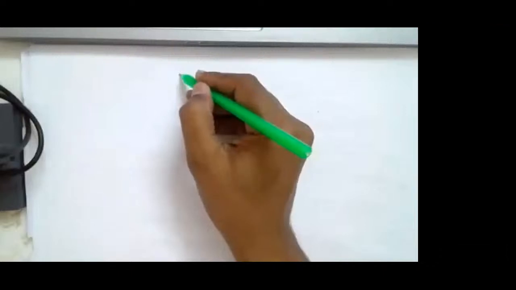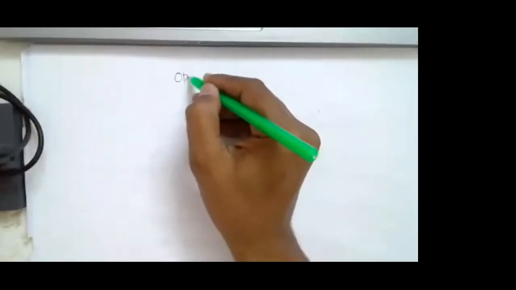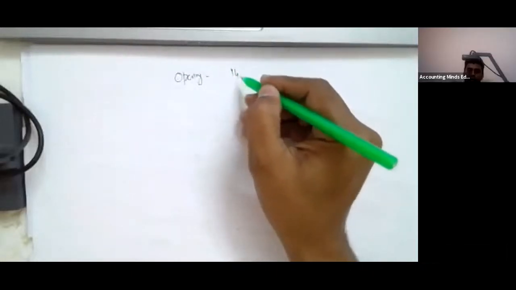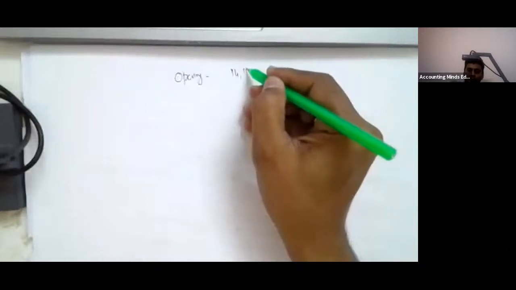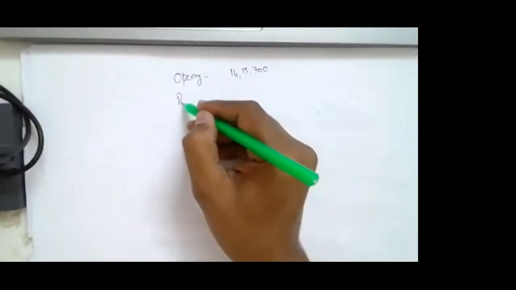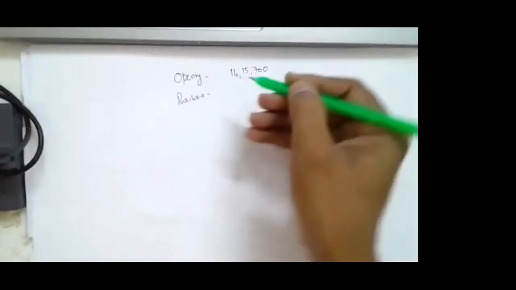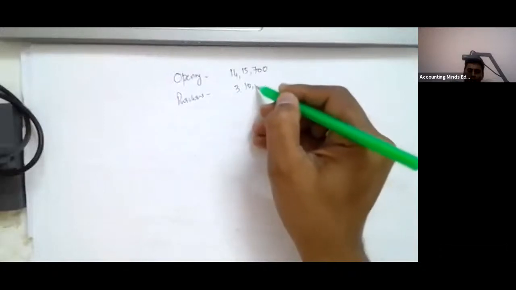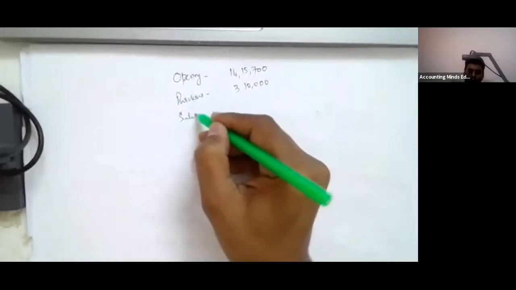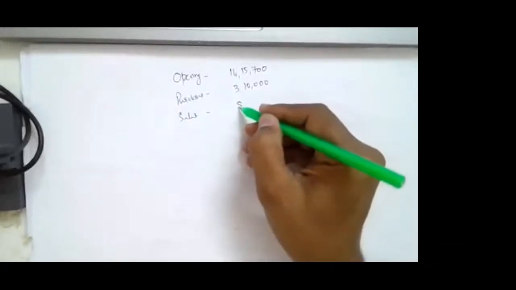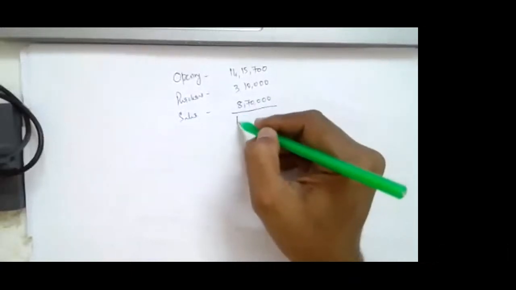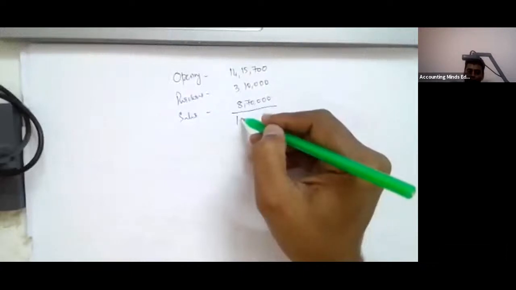The opening balance on 1st April is 14,15,700. Okay. Then purchases on 1st December is 3,10,000. Then minus sales, 8,70,000. Okay. 55,700 is written down earlier. Sorry, 8,55,700, sir.